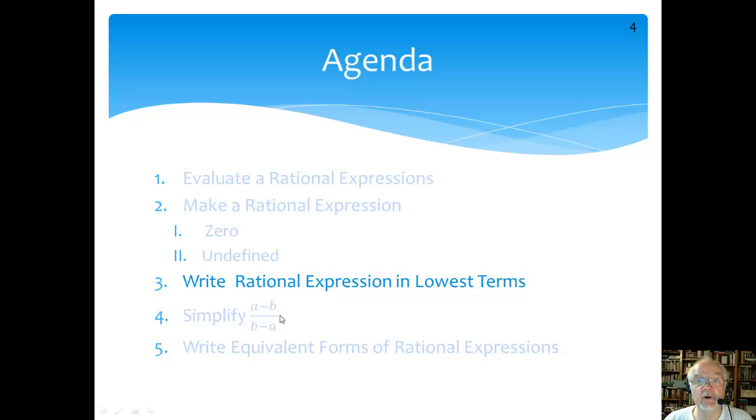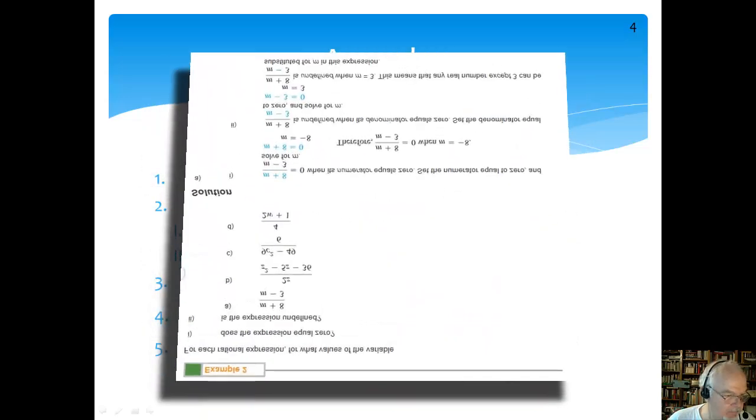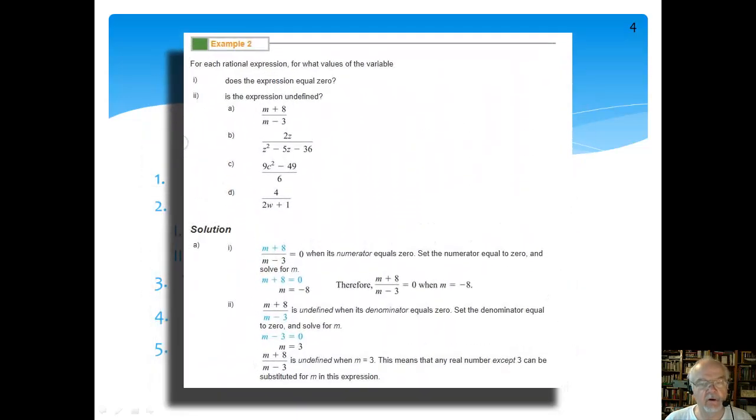Okay, next time, in the next video, we're going to look at rational expressions and how to express them in lowest terms. If you need more practice with this idea of rational expressions and finding when they're 0, when they're undefined, you can look at example 2 on page 447. So if you want more practice on this concept, turn to page 447 and look at example 2.